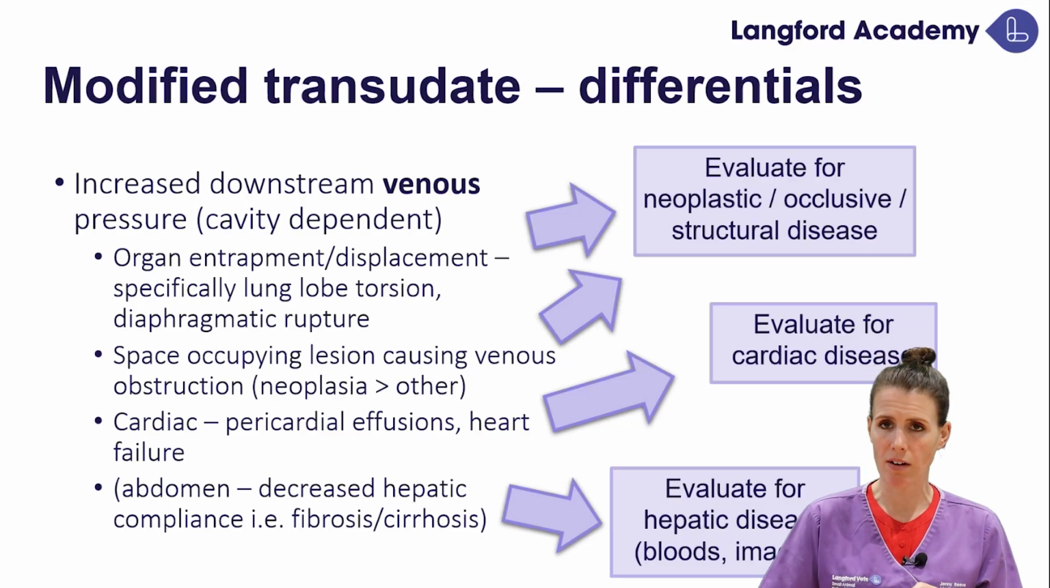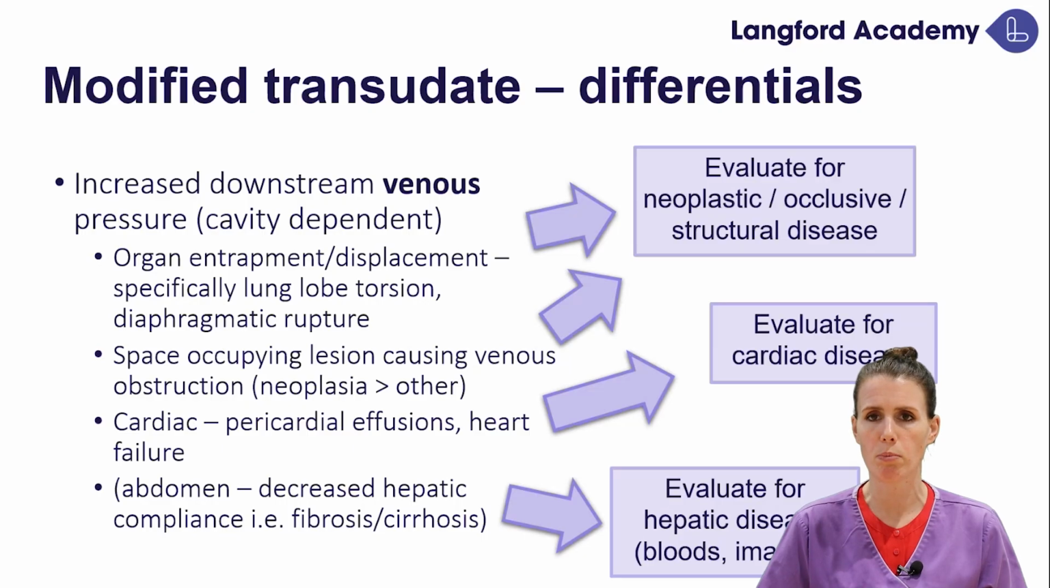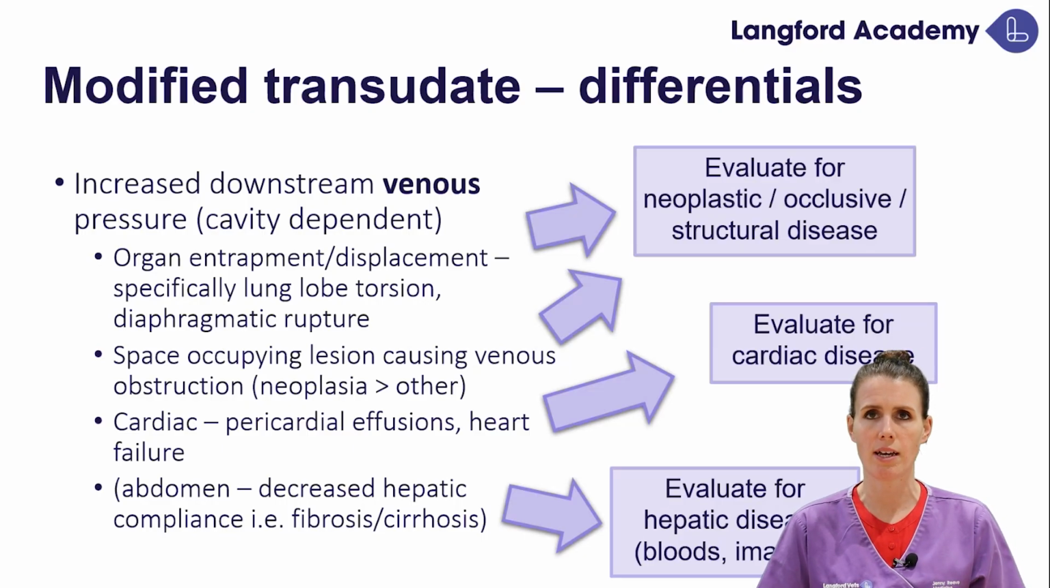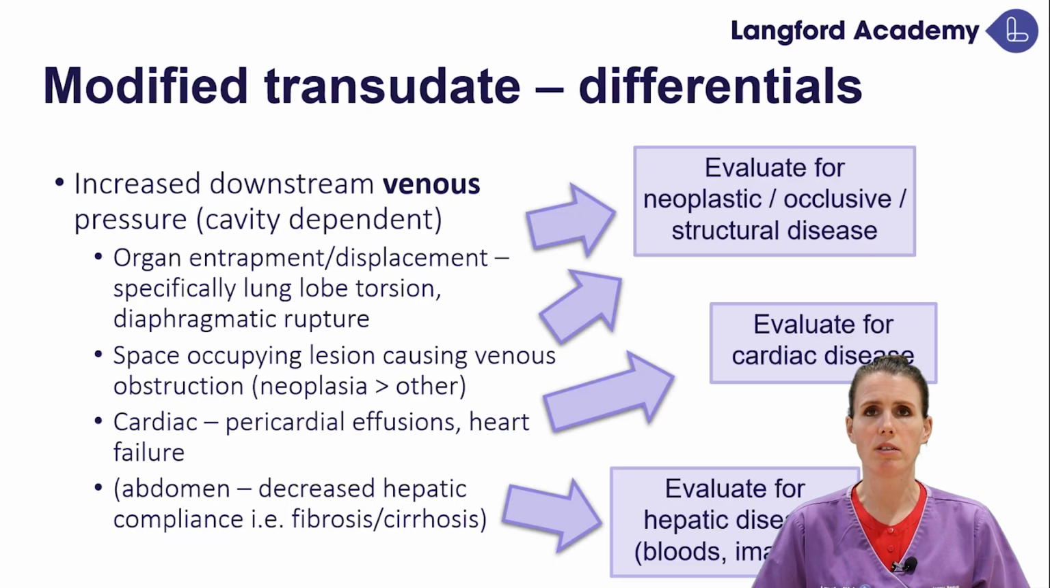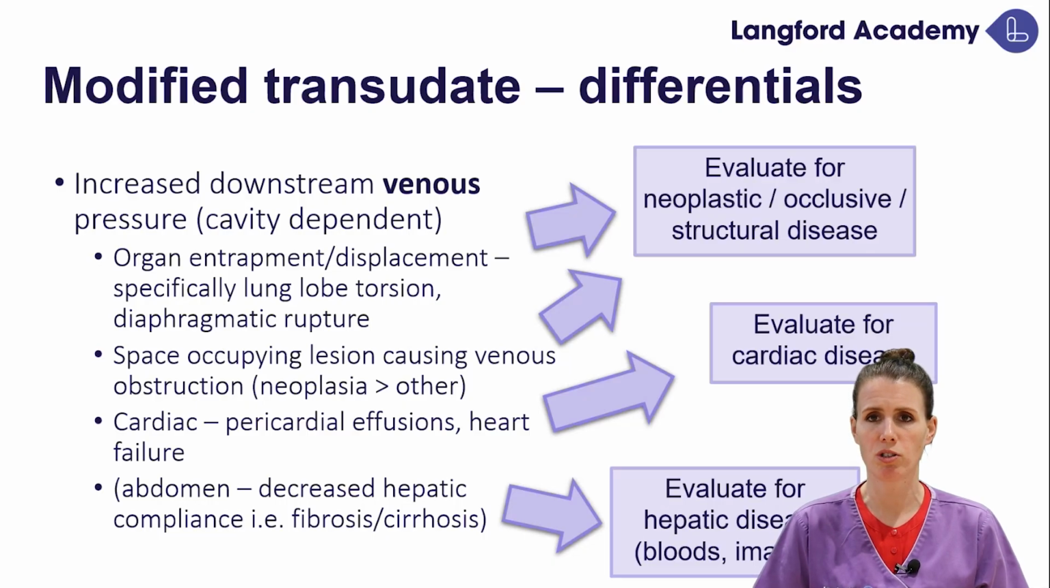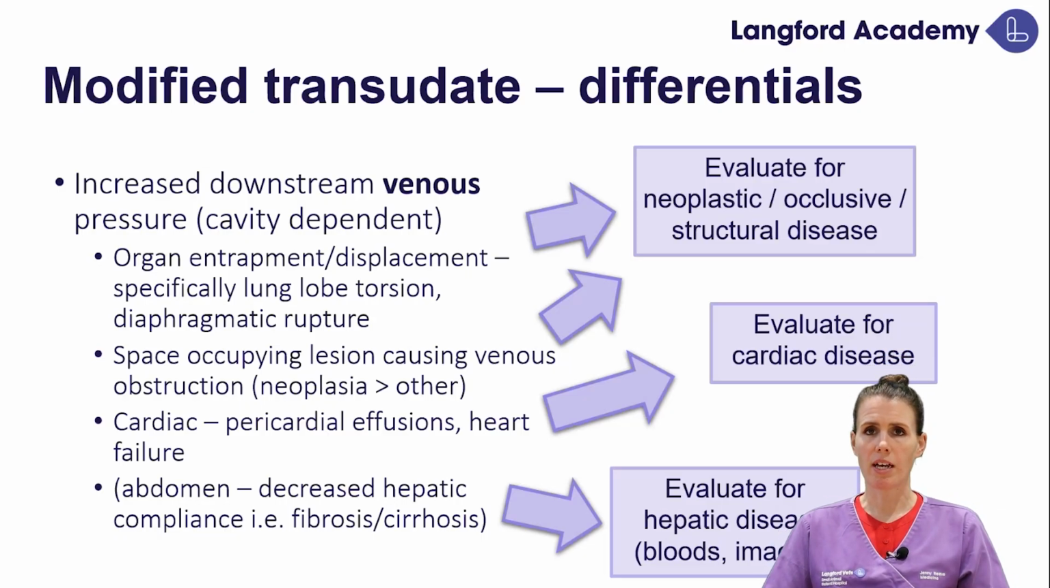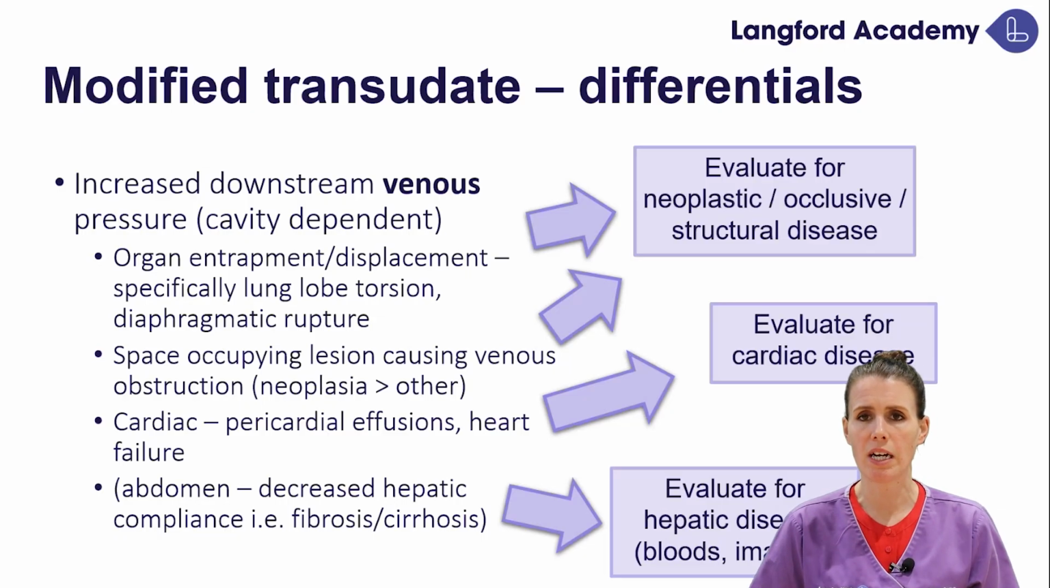And there are some variances in this depending on the cavity, but we're primarily talking about the pleural cavity here today. So this can include organ entrapment or displacement, specifically lung lobe torsion or a diaphragmatic rupture. We could have a space-occupying lesion causing a venous obstruction. Or we could have cardiac causes, and these are a really important group of differentials, either a pericardial effusion or heart failure.